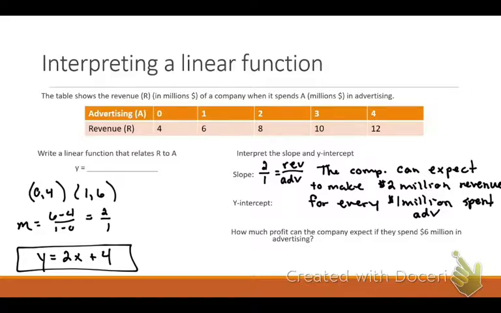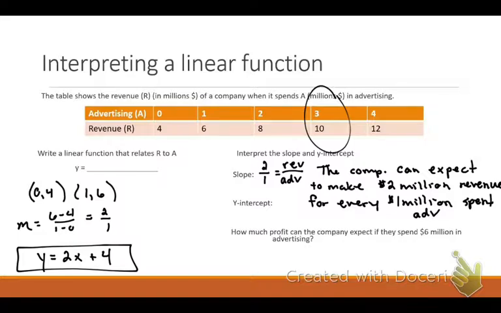Guys, you could do that with any other ordered pair. Pick 3, 10. Somebody interpret that ordered pair for me. The company can expect how much? 10 million in revenue if they spend 3 million in advertising. You see how that works? You could do that with any of the ordered pairs.